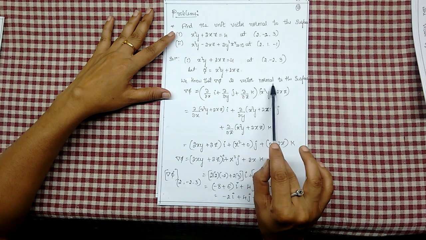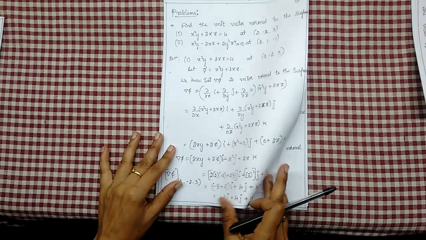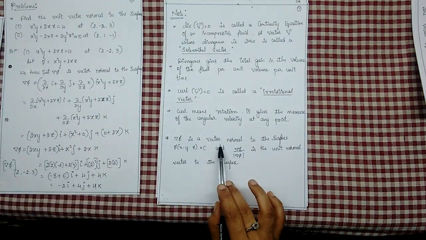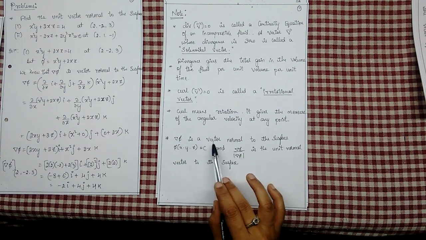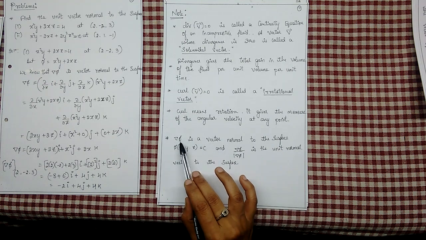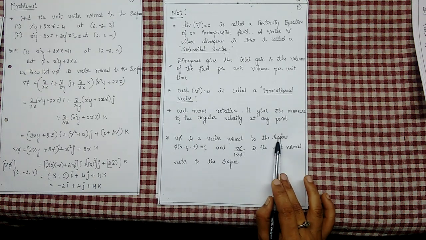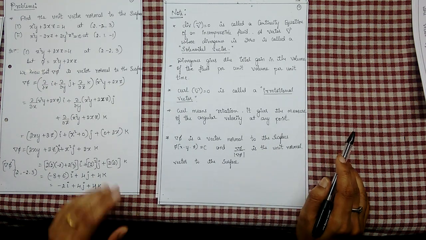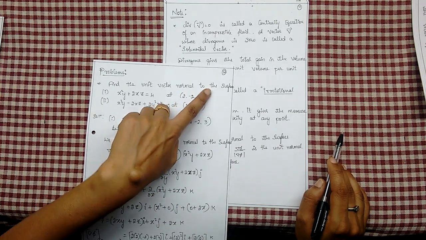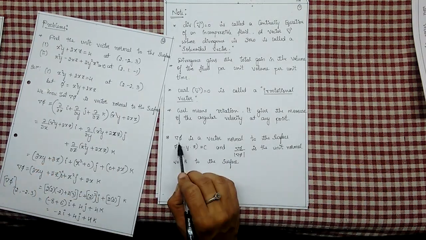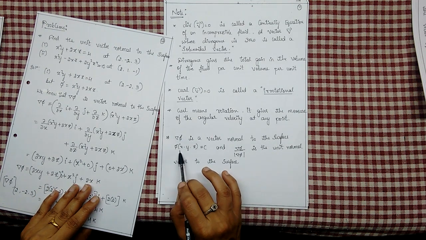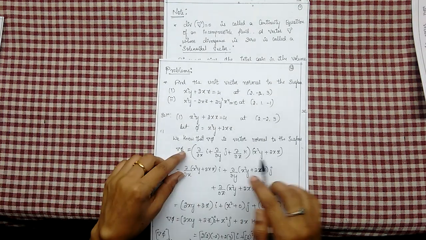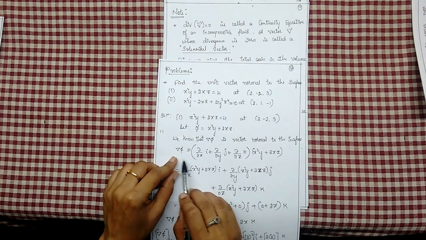As I just read, del phi is a vector normal to the surface phi of x, y, z equal to c. We have to find the vector normal to the surface. Del phi is the vector normal to the surface. So for the given surface phi, we have to find del phi.